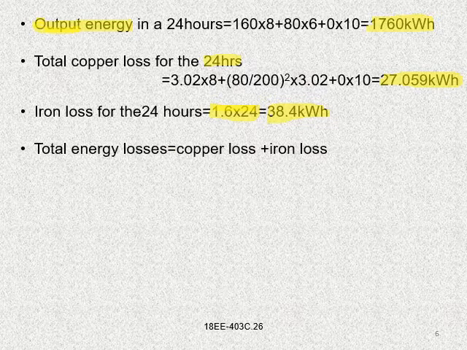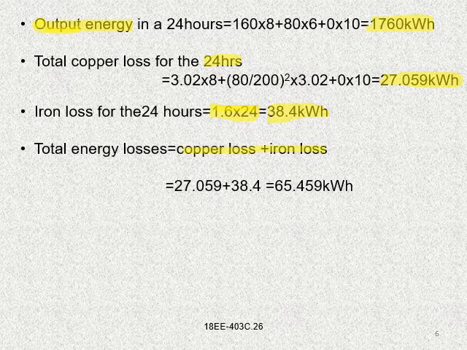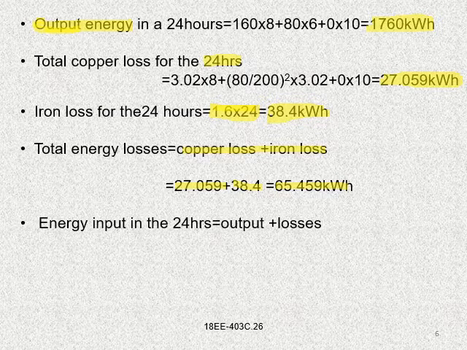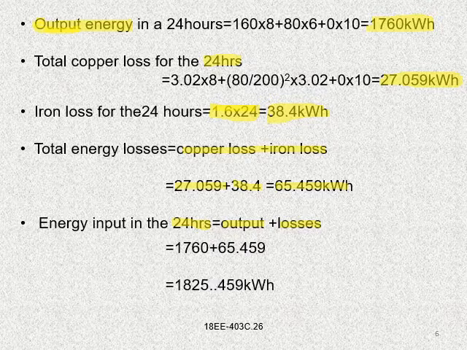Now total energy loss is equal to copper loss plus iron loss, that is 27.059 plus 38.4 gets 65.459 kWh. Now the energy input in 24 hours is equal to output plus losses. We have output of 1760 kWh and losses of 65.459, and the total is 1825.459 kWh.